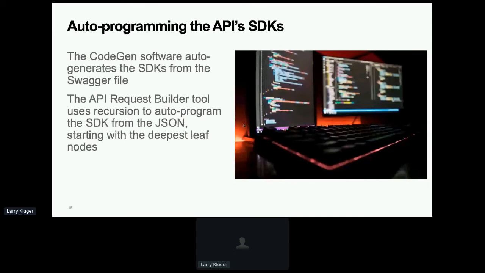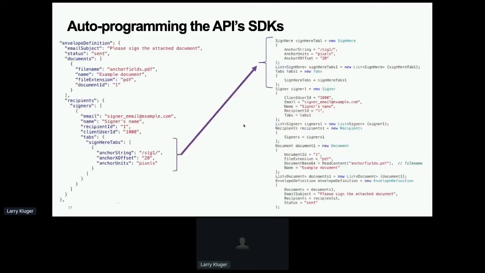And then what this tool does is it uses recursion to auto-program the SDK from the JSON, starting with the deepest leaf nodes. That's because those deep leaf nodes are going to be referred to later on in the program. So the first thing that we want to create is an instance of a SignHere tab. That's what this is over here. SignHereTab1 is a new SignHere tab, and these are the settings.